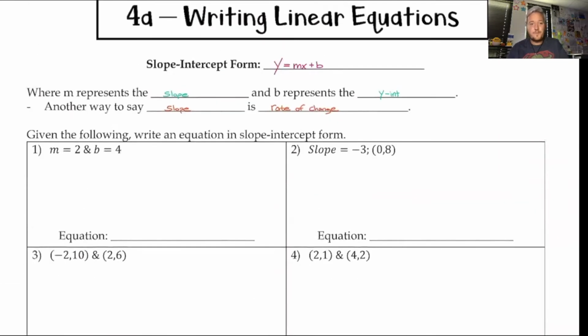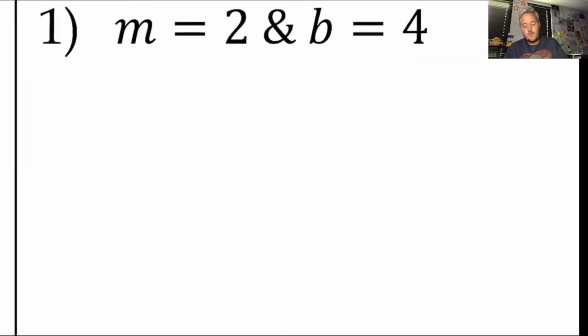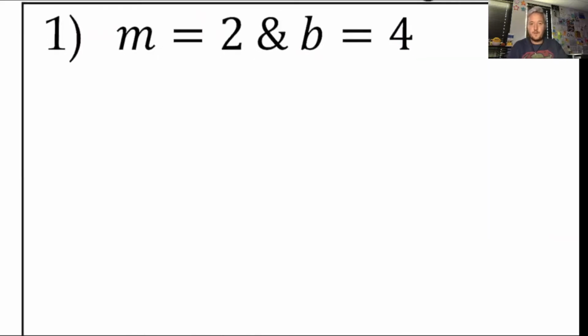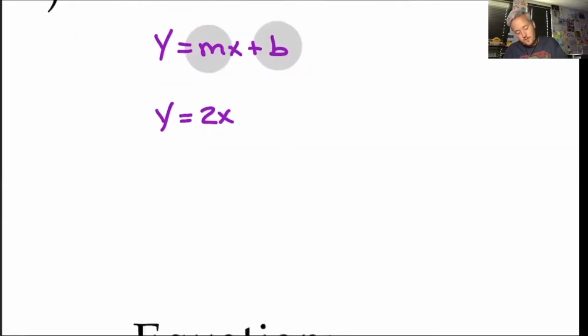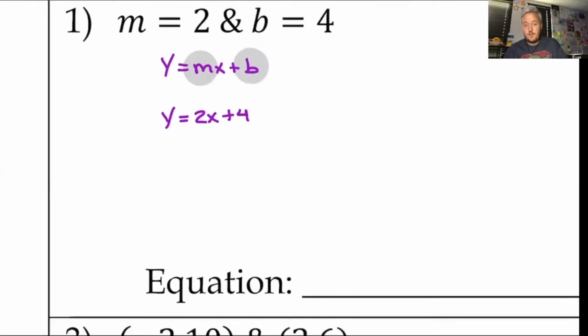in slope-intercept form. So looking at the first one, we're given the slope and we're given the y-intercept. So just exactly how slope-intercept form is written, y equals mx plus b, we're just going to replace the m value and the b value. So our m value is 2, which is our slope, so y equals 2x. Then our b value, which is 4, so plus 4. So that's our equation for the first one.